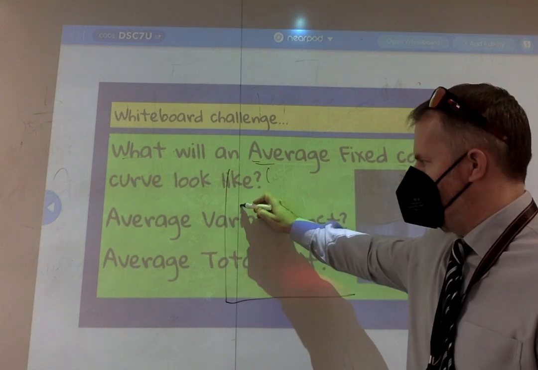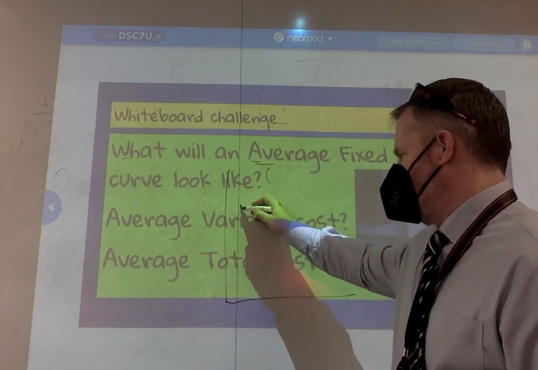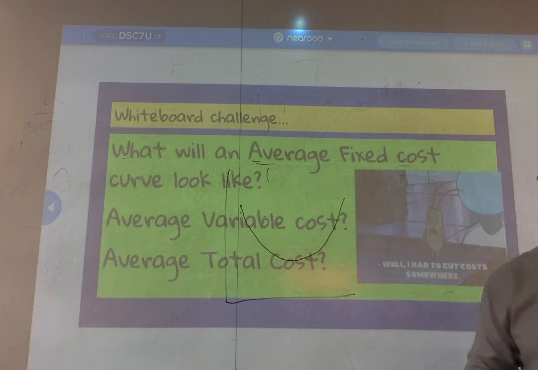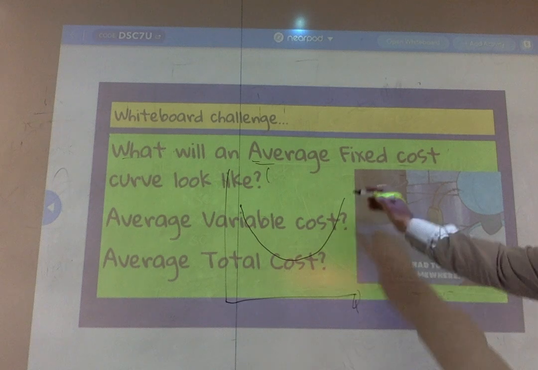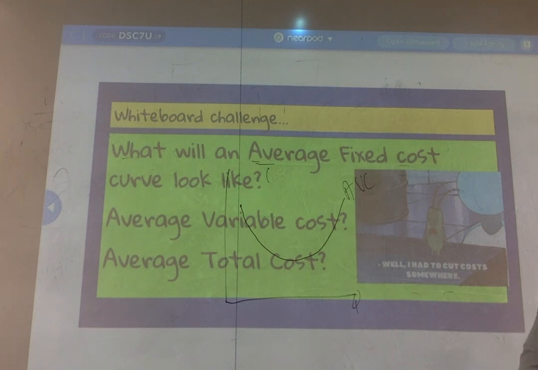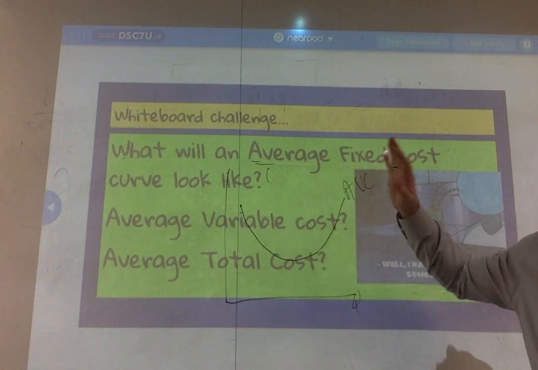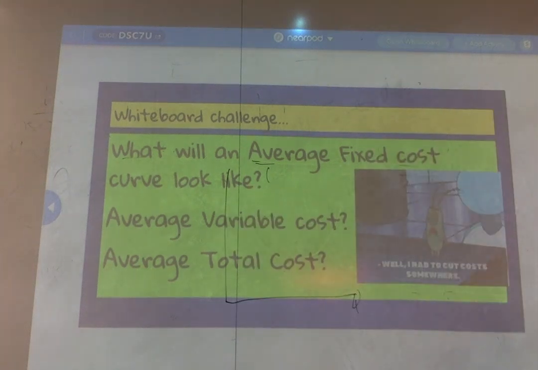It's going to start somewhere here. Yes, it will. Well done. It's actually going to go down initially and then come up. It is the average of your variable costs. Quantity, costs. Then, if you were to add this cost curve to the average of your fixed cost curve, what is that going to look like? So in other words, what does the average total cost curve look like?